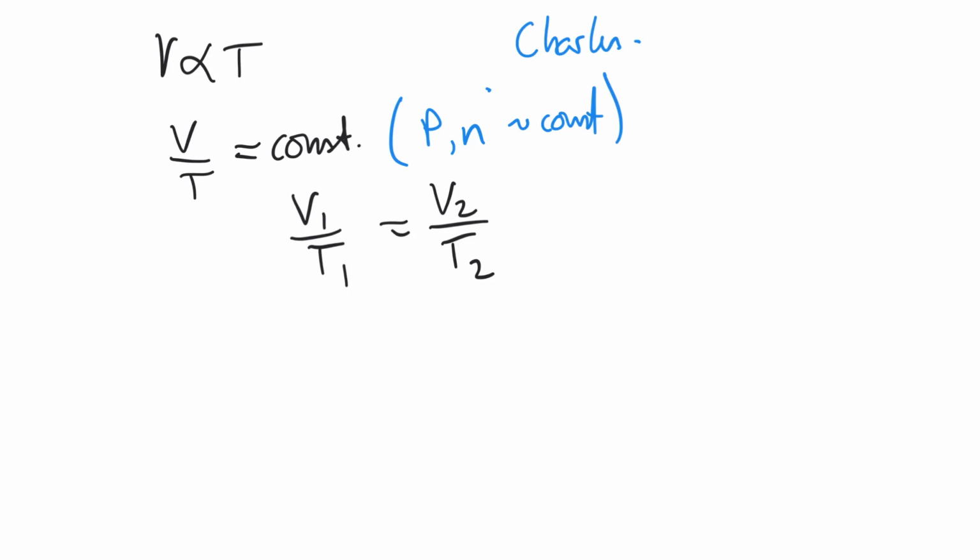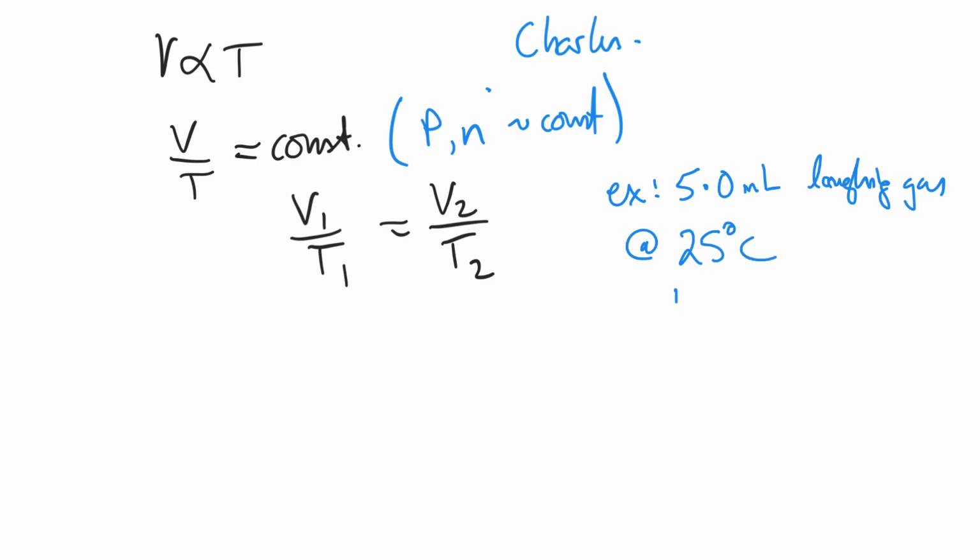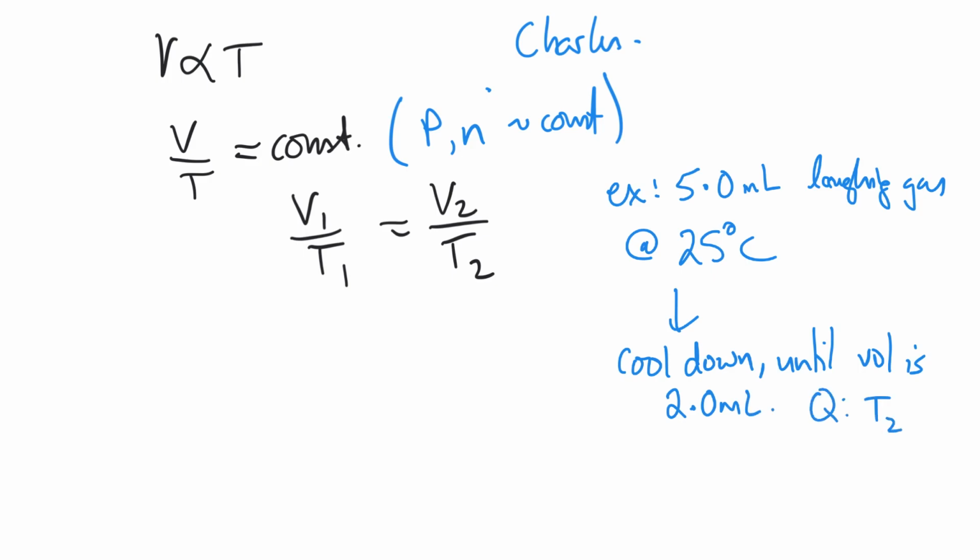So let's go ahead and set up a problem here where we have to solve for, say, how about the final temperature? So what would be a problem like that? We can take, for example, we're feeling pretty happy, so we can take 5 milliliters of laughing gas. Why not? And it's got a temperature of, say, 25 degrees Celsius. And we are going to cool it down until the volume is, say, 2.0 milliliters. And the question might be, what temperature is this equal to?